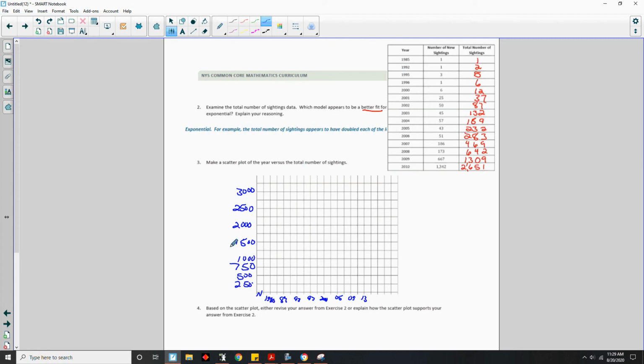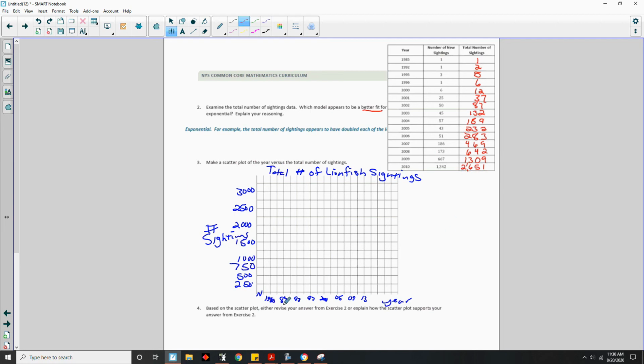And total number of lionfish sightings, you want a title. Total number of lionfish sightings. There's our title. And this is the year down here and number of sightings. Okay, so you want to label your x-axis, your y-axis, and you want to have a title. So now we're going to make a scatter plot. So I guess I'll use, I don't know, red.